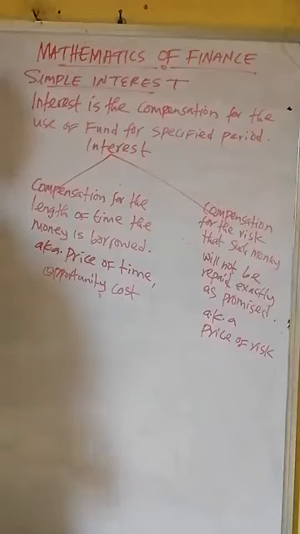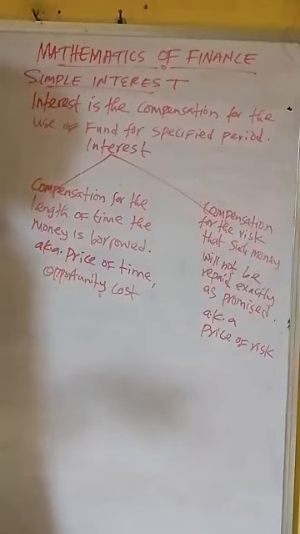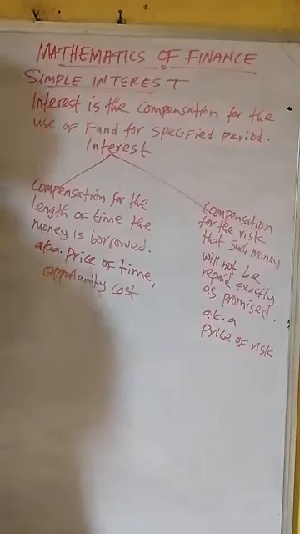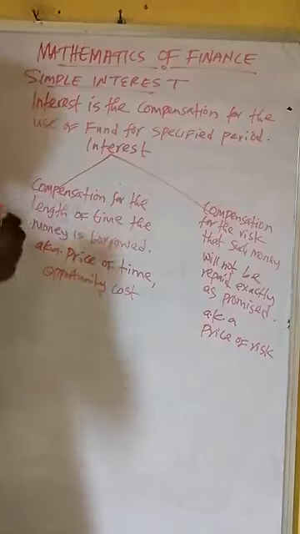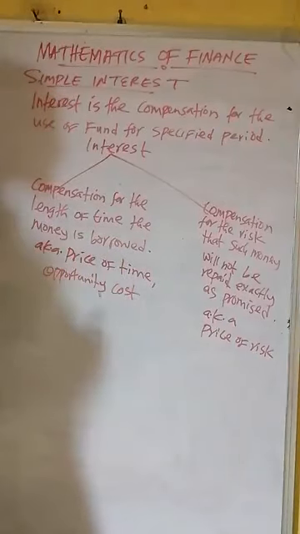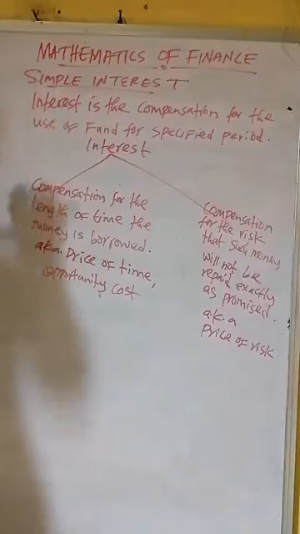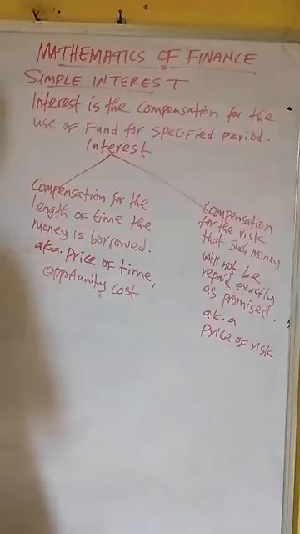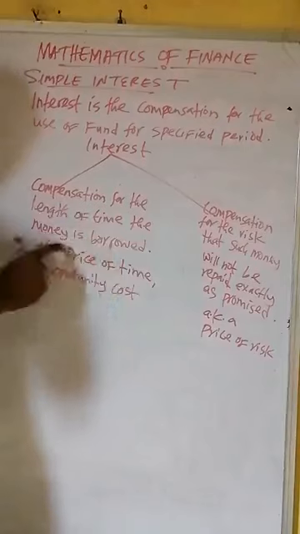So the interest that the financial institution is charging you, or the rate of increment on a particular fund you are using, can be seen from two perspectives. It consists of two elements. The first element of the interest you are being charged is compensation for the length of time the money is borrowed.